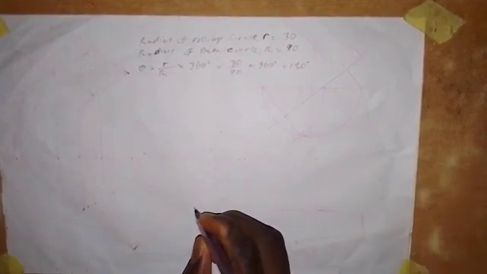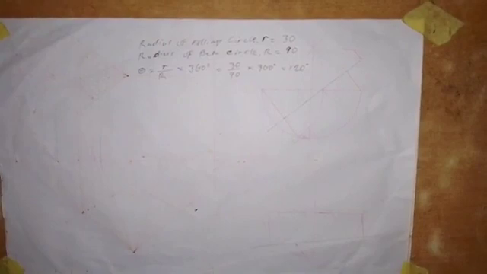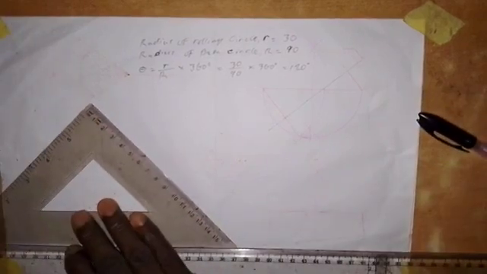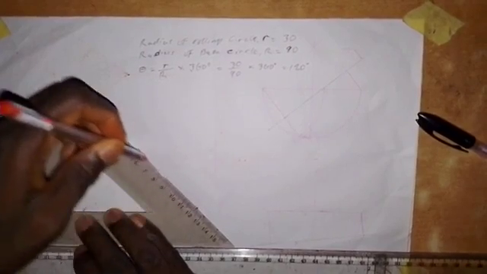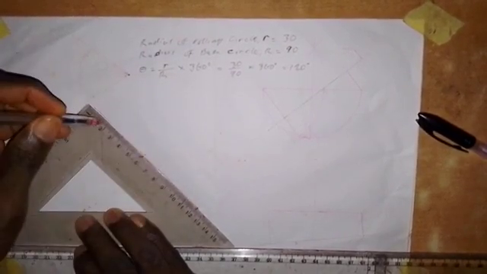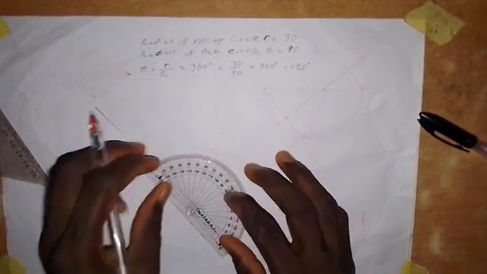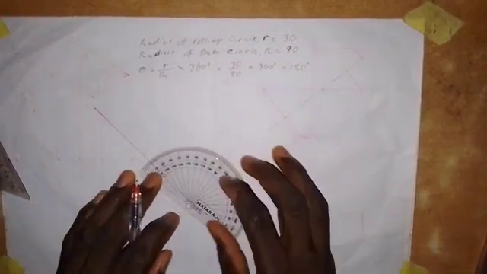So what we need to do now is to have a point here. So I put the point here. Okay, so we have this point, then with our 45 degrees set square, we draw a line in this direction like this. Then we take our protractor, placing it at this point. Let's label it point O here. So we place it at this point.